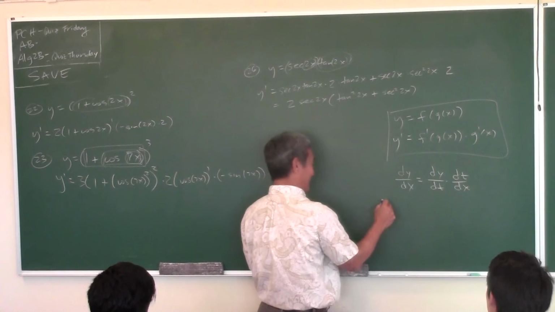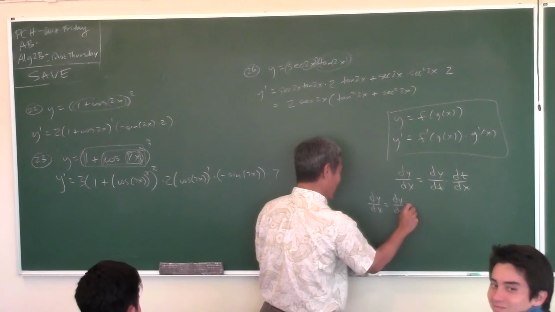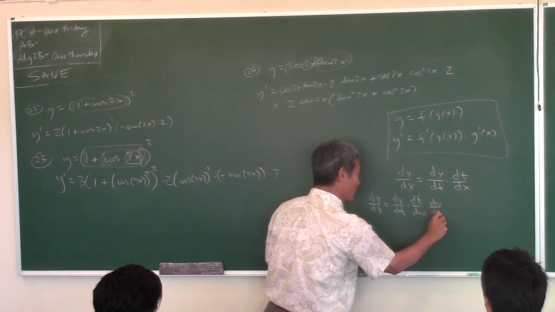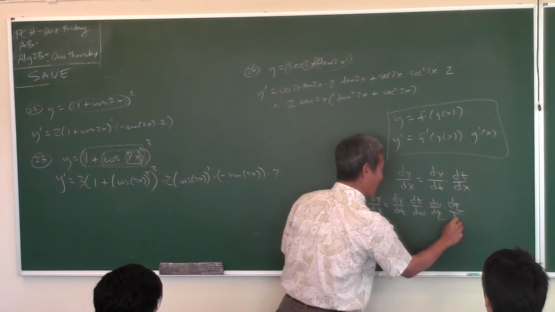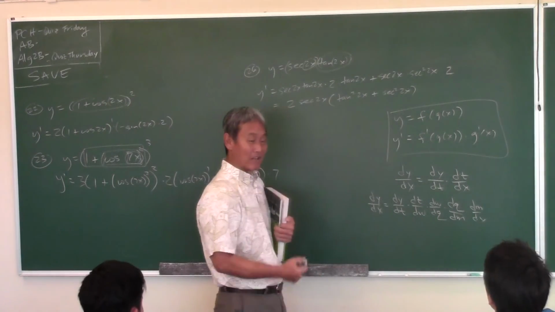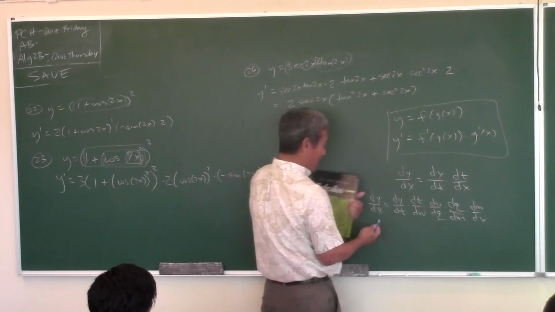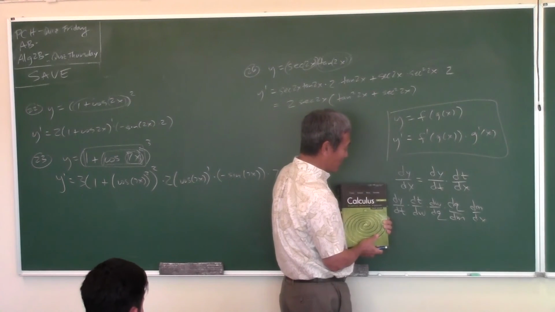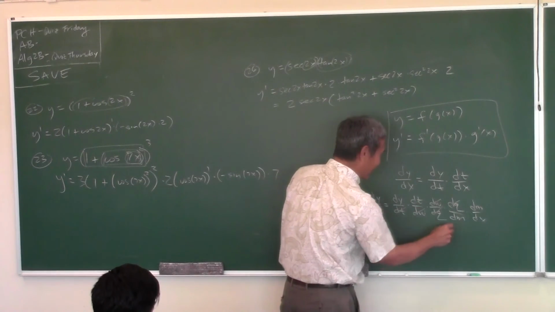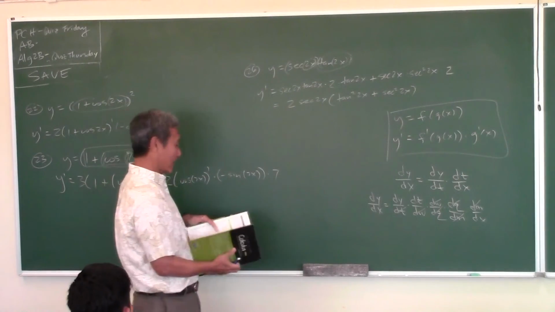But what if you had a longer chain like this? dy dx is equal to dy dt times dt dw times dw dq times dq dm times dm dx. You see, now the chain is just longer. You got more links in the chain. But you can treat it like fractions, because if you were to multiply these five fractions together, what would you do? Cancel, and then you get dy over dx, right? Okay, now let's attempt number 51.